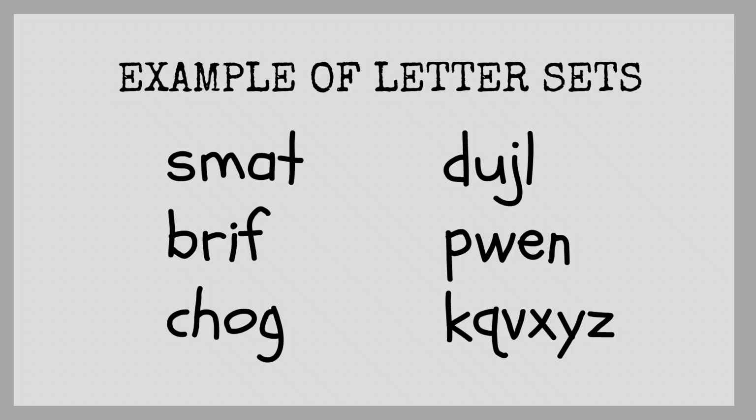So we like to start with S-M-A-T, and then the next set would be B-R-I-F, followed by C-H-O-G. After that, we go to D-U-J-L. Next would be P-W-E-N, and finally would be a set of 6, which is K-Q-V-X-Y-Z.